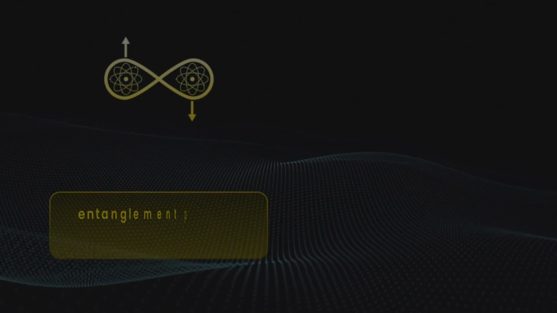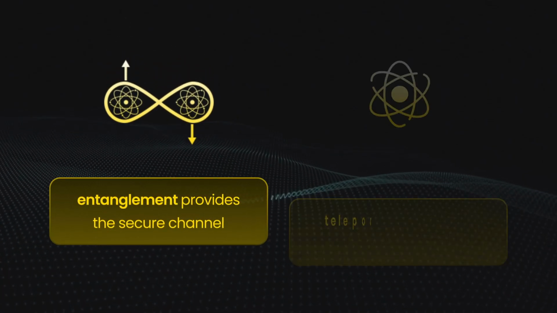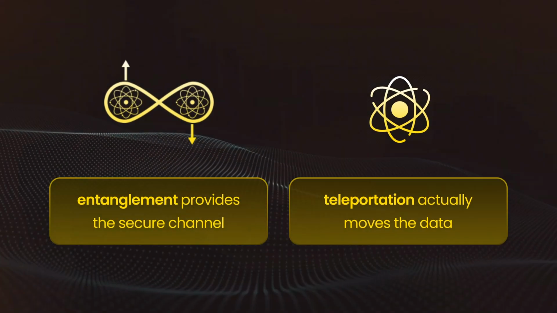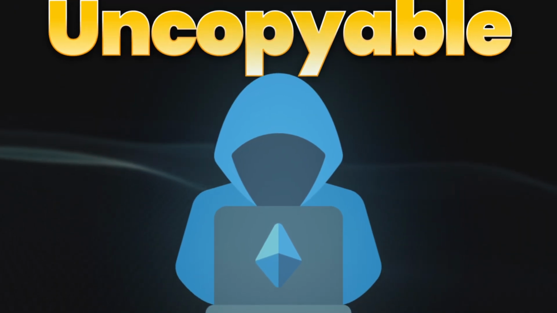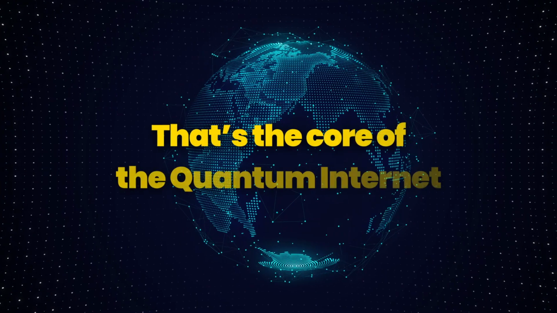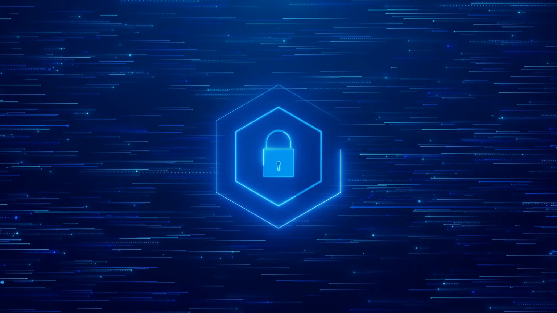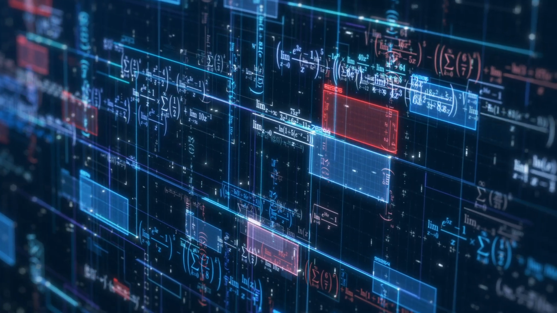So, entanglement provides the secure channel, and teleportation actually moves the data, but in a way that's fundamentally uncopyable. That's the core of the quantum internet, communication that's not just encrypted, but physically protected by the laws of quantum mechanics.